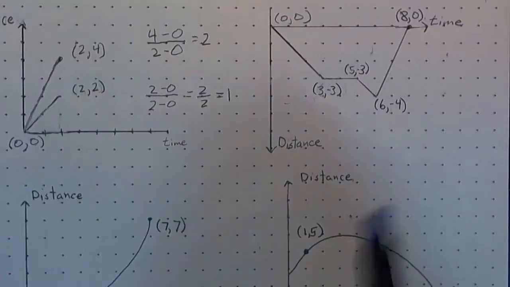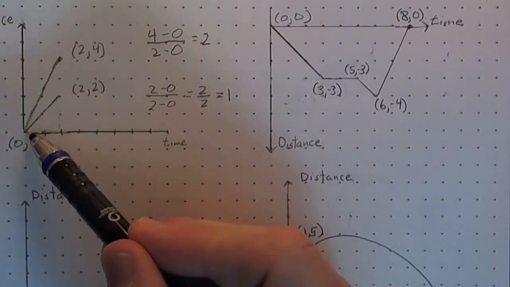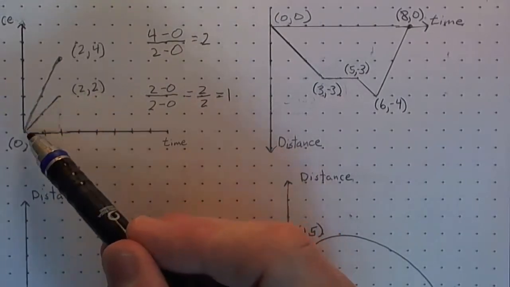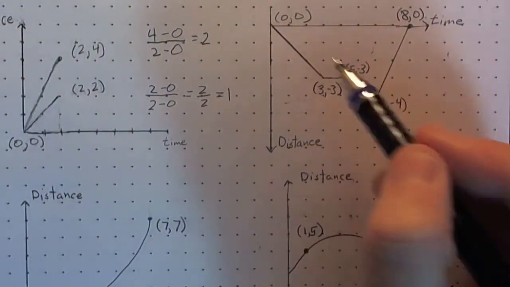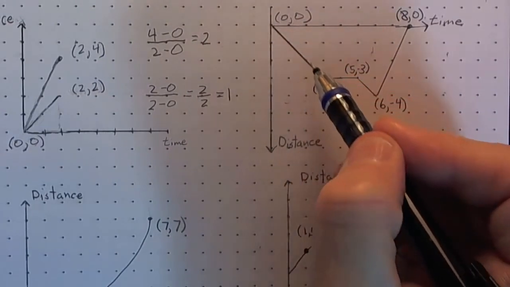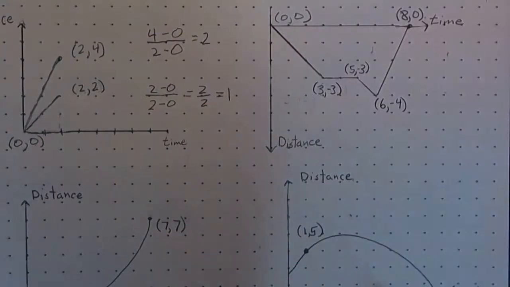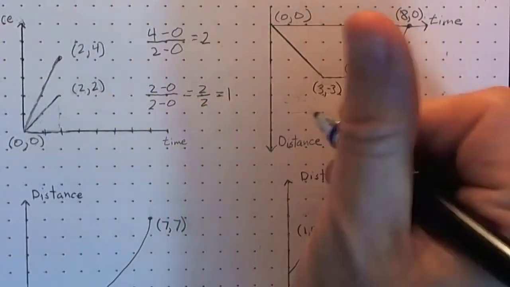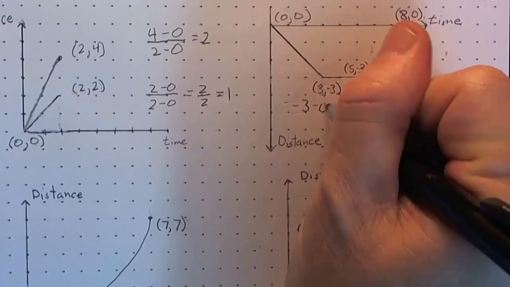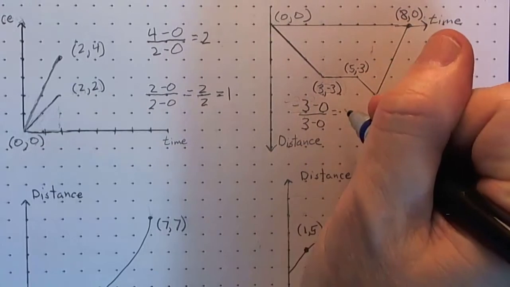Now let's look at a little bit more complicated situation. Here, notice we were walking at a steady rate throughout. In one case, 1 mile an hour. Another case, 2 miles an hour. But look at this one right here. We start off at our starting position and we walk to 3, negative 3. Now, let's think about what this means. Let's go ahead and get the slope of this. So the slope is going to be the change in the y's over the change in the x's. And what we get is negative 1.